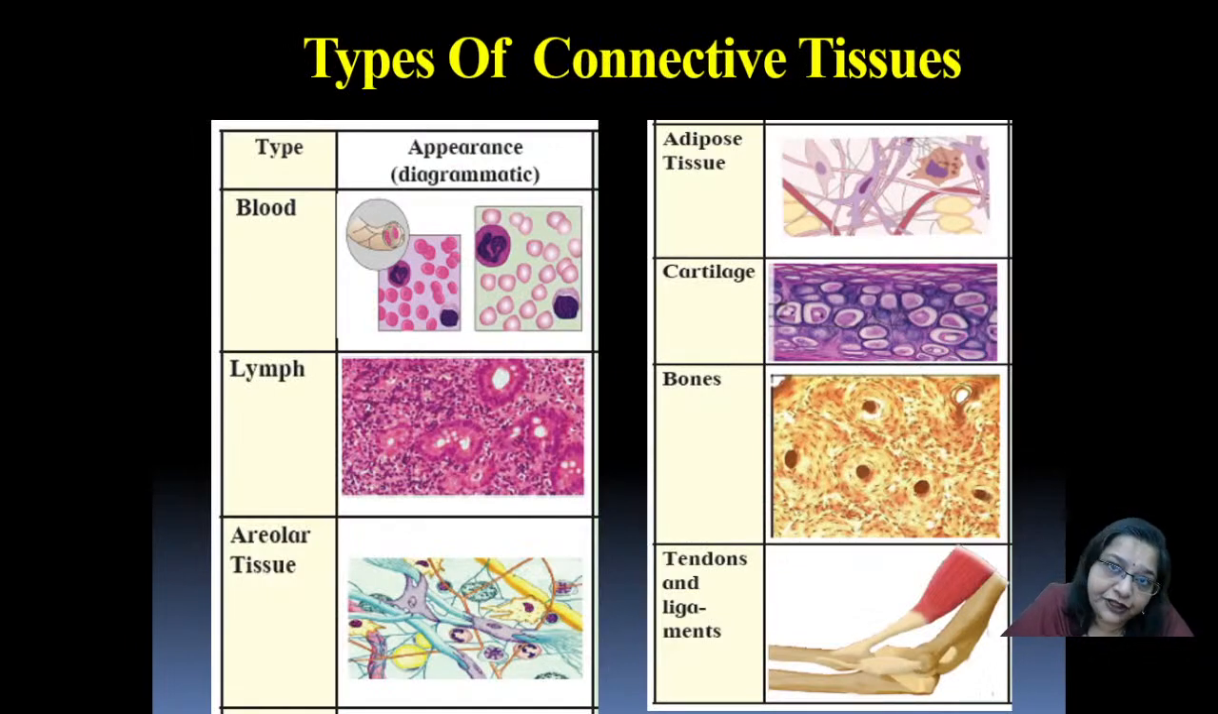Types of connective tissues we saw. Connective tissues are those which actually connect various organs in our body. And we also saw the types of connective tissues, which are blood, lymph, areolar tissue, the adipose tissue, the cartilage, the bones, the tendons, and the ligaments, right?